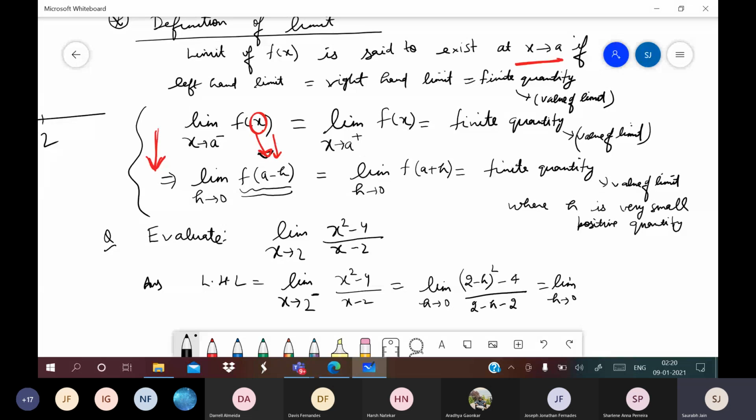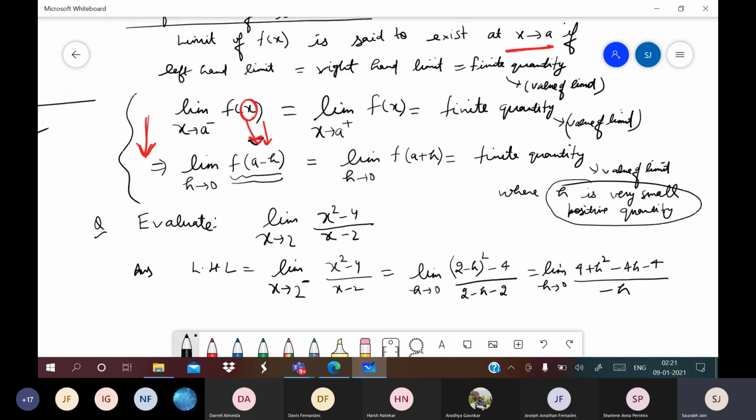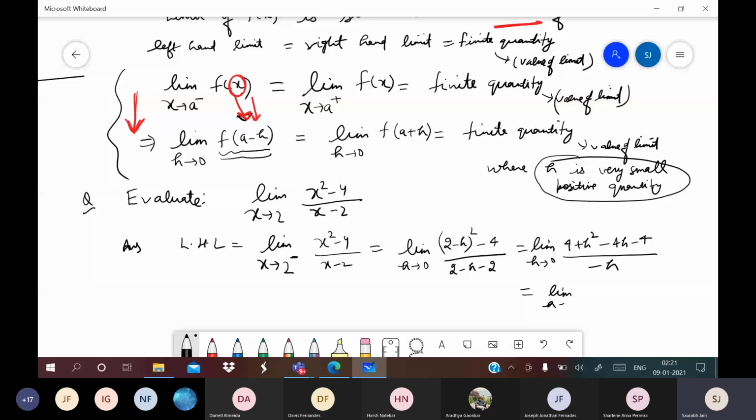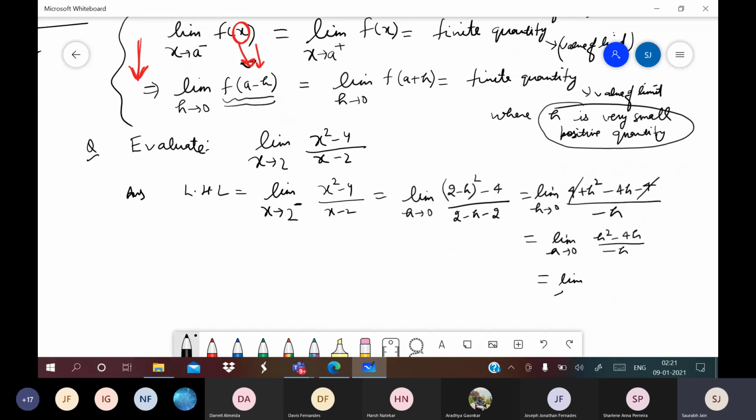So why is 2 minus h towards the left of 2? How will we ensure that 2 minus h is towards the left of 2? For that you should understand that in the whole chapter, this h is going to be a very small positive quantity. Now 4 plus h square minus 4h minus 4, and it is minus h here. This gets cancelled. This is h square minus 4h upon minus h. Take h common. It is h minus 4 upon minus h. Think and tell me, any one of you, can we cancel h by h or not? Can we cancel h from numerator and denominator?